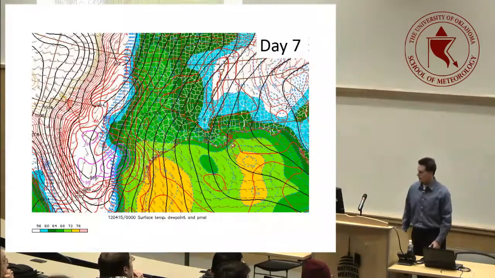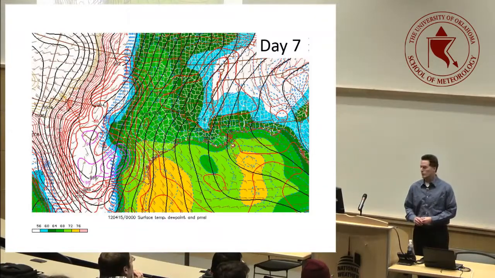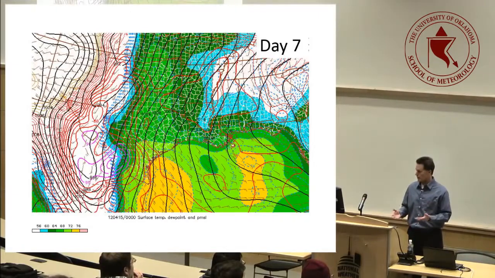And of course, here we are day seven. This is essentially go time on the event. Mid-60s have spread all the way into southern Kansas. And again, there are no real rapid changes. So this evolved very slowly over the course of a week. And it's just a matter of paying attention to what's upstream.